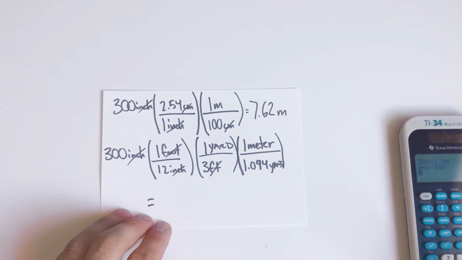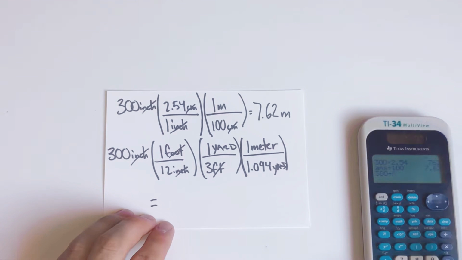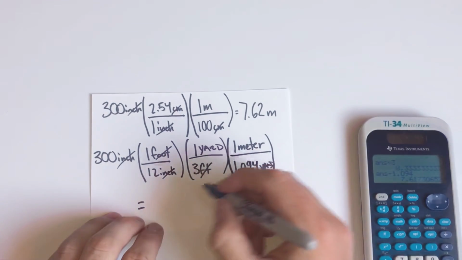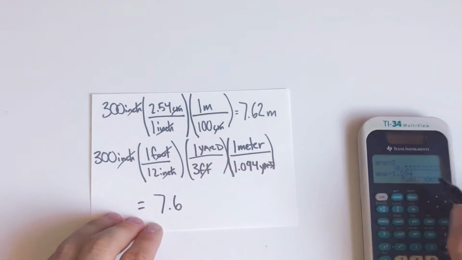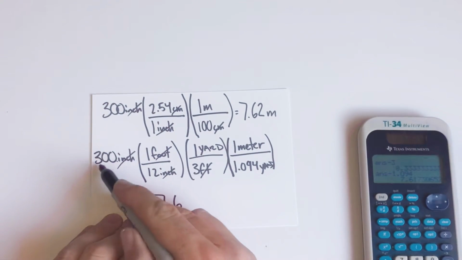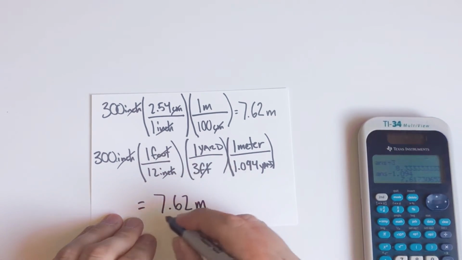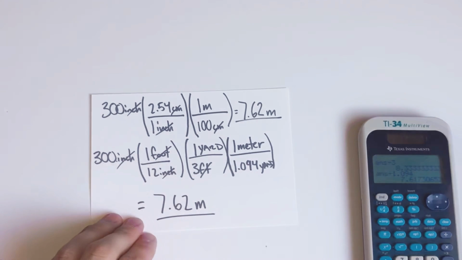So we solve this out as 300 divided by 12 and divided by 3 and then divided by 1.094. And that gives you 7.617. But since we are rounding to 3 significant figures, we know we have exactly 300 inches here, and we're going to round this to 7.62 meters. I just did this to show you it doesn't matter the way that you go; it just matters that you get there in the end.